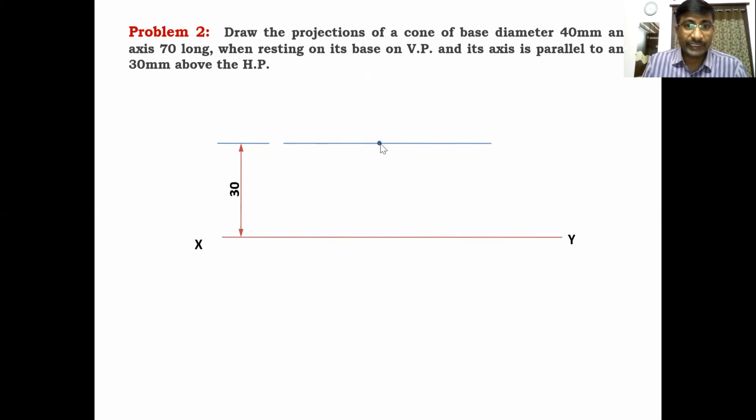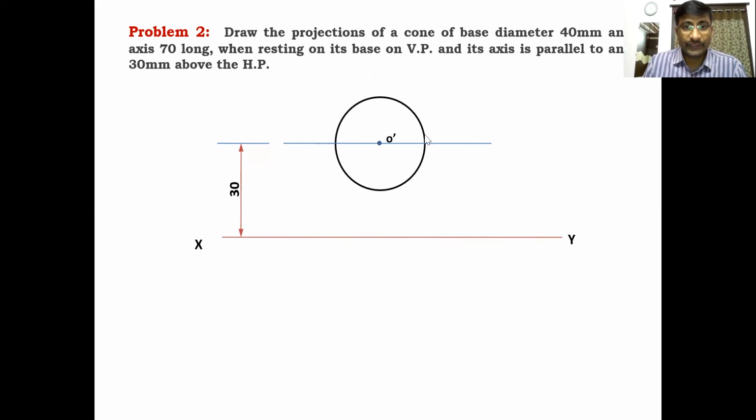After locating the point on that line, draw a circle with this point as the center, and the radius is 20 mm, because the diameter is given as 40 mm. With radius 20 mm, draw a circle. That is O dash, the front view of the apex point. So this is the base of the cone.